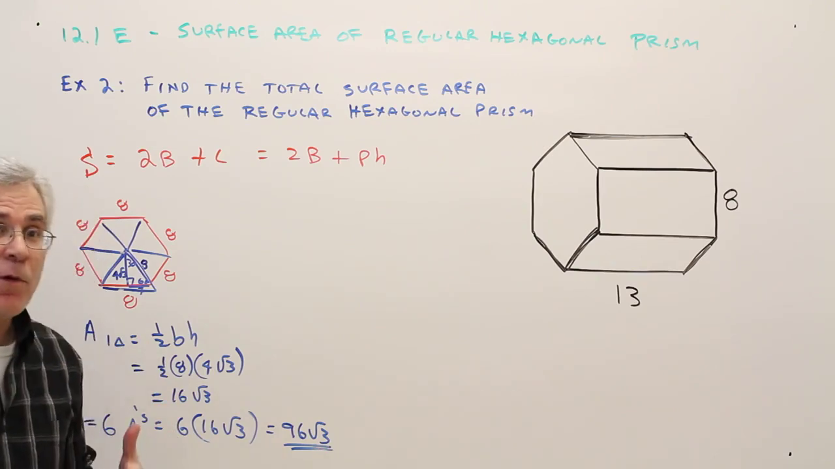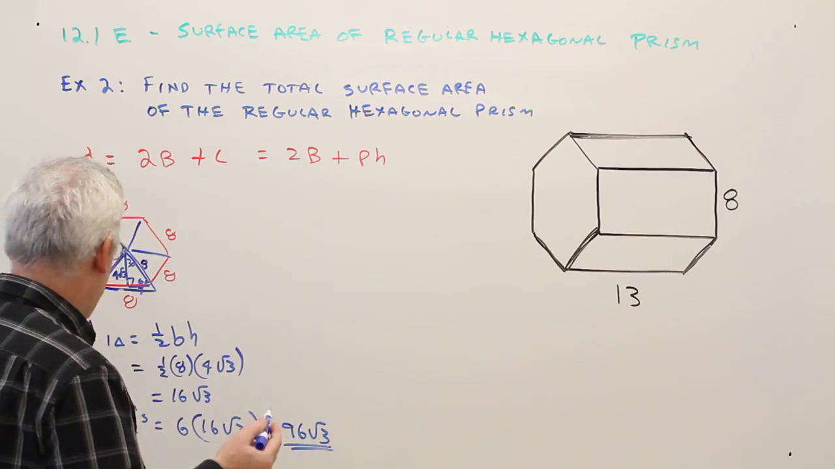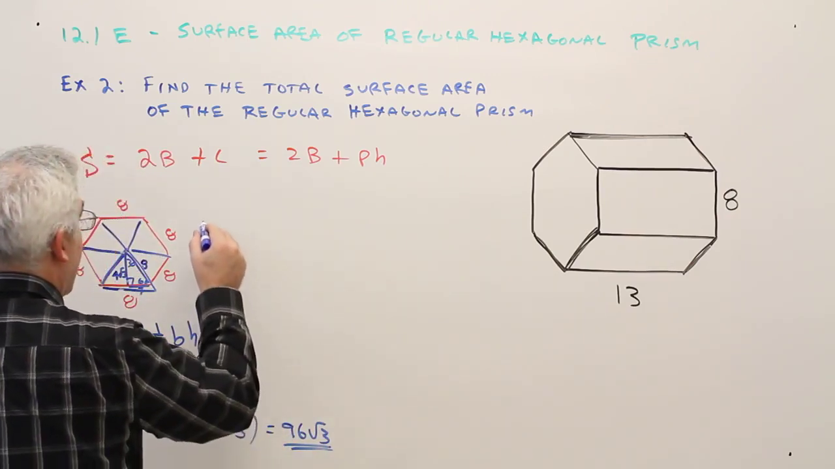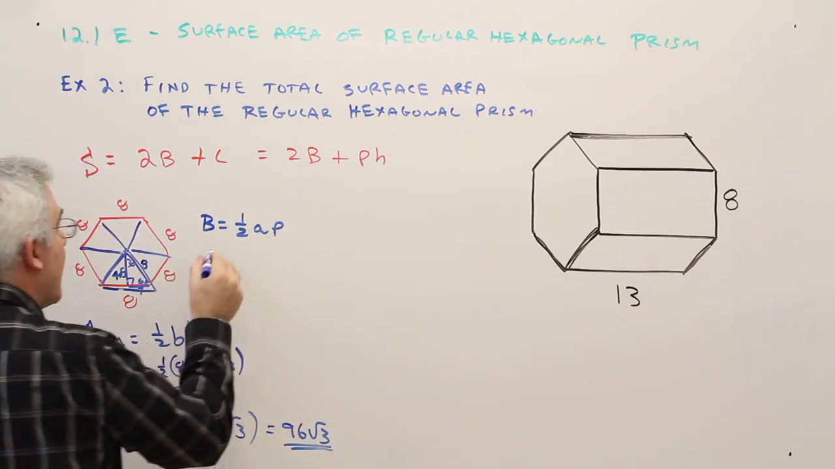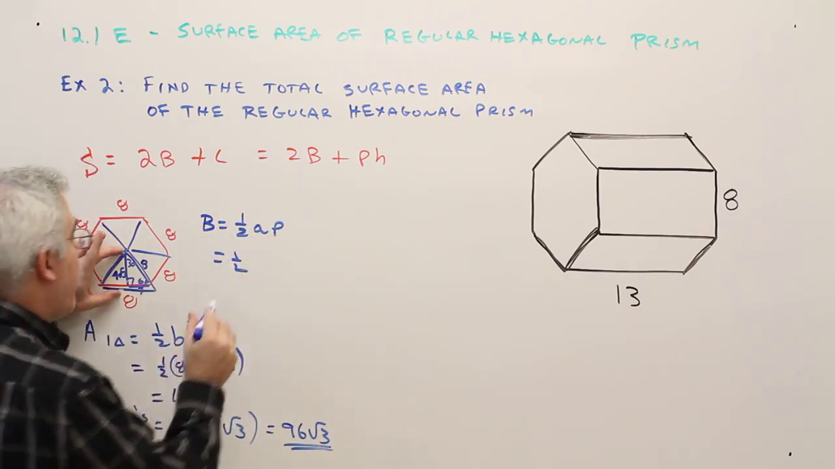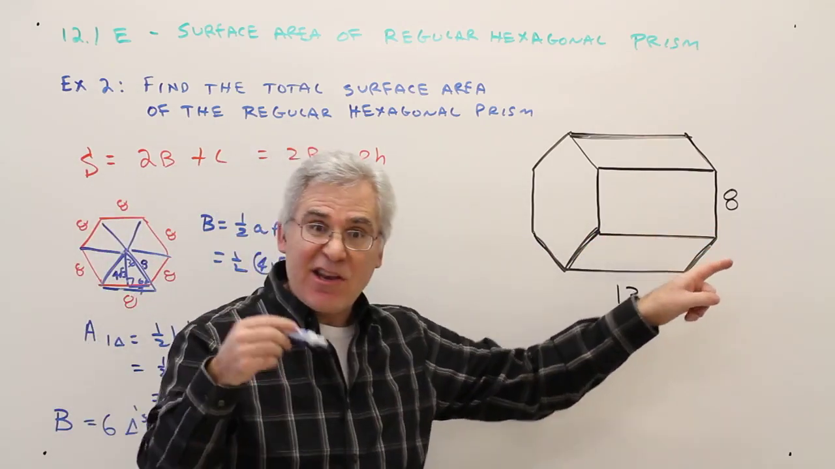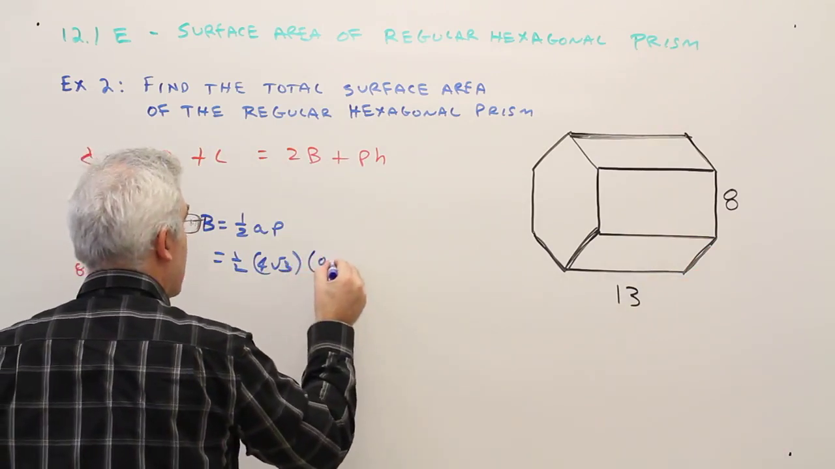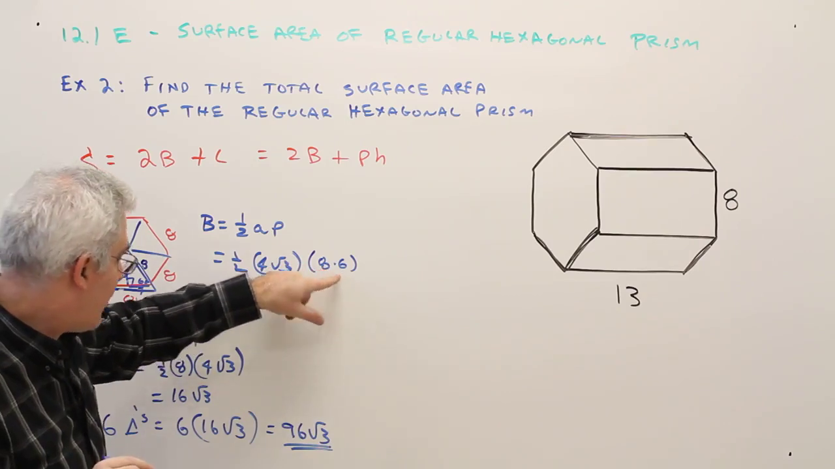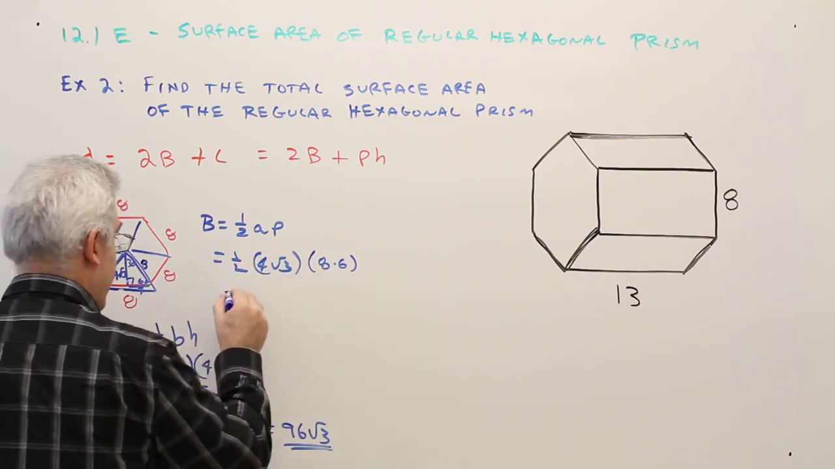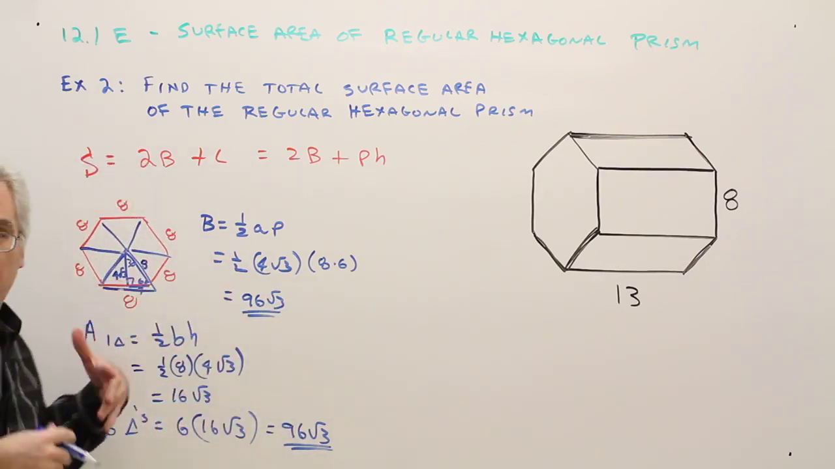I could have done it a different way. There's a formula for the area of a regular polygon, 1/2 AP. So if I wanted to do it that way, I could have said the area of the base is 1/2 AP equals 1/2 the apothem 4 rad 3, the perimeter 8 times 6. So that's going to be a 2, 16, 16 by 6, the exact same answer. So either way, this way is just a little bit more intuitive.